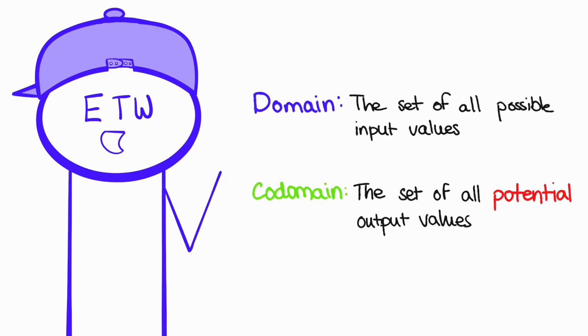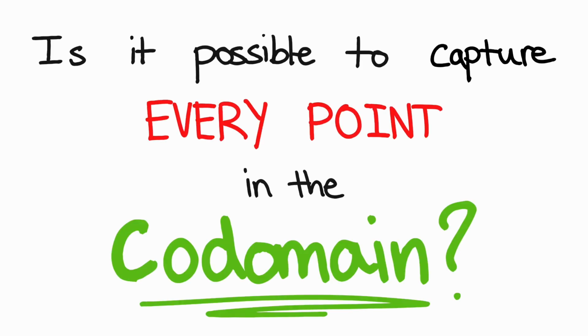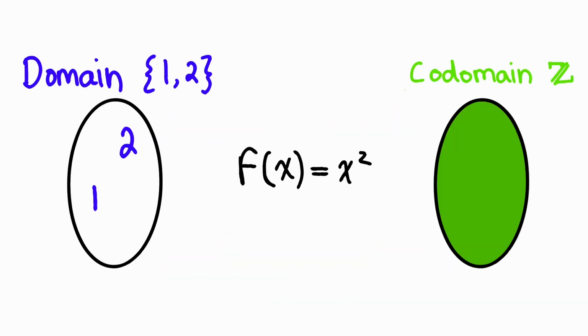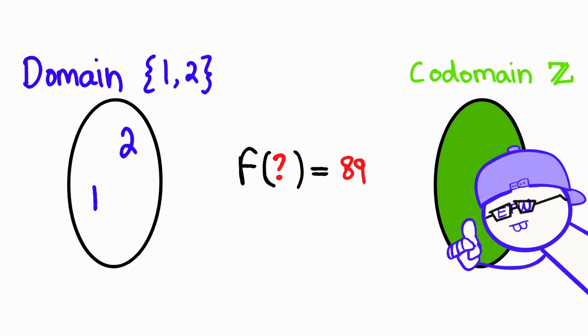Now that we have defined the domain and codomain, an interesting question arises. Is it possible to capture every point in the codomain? If the domain just contains 2 numbers, what can this function actually produce? It can produce a 1 and a 4. However, it never produces 2 or 3, and all the integers in this set. This introduces a well-known concept known as the range. But what exactly is range?